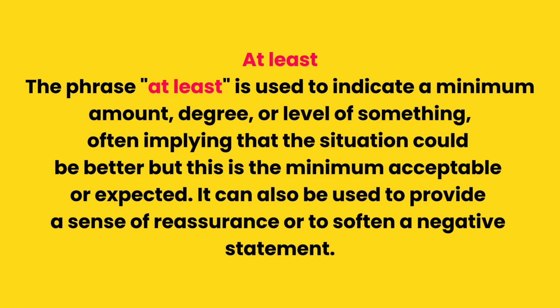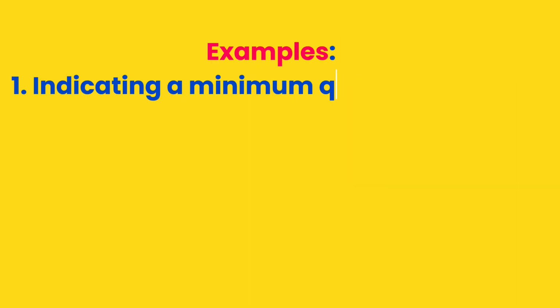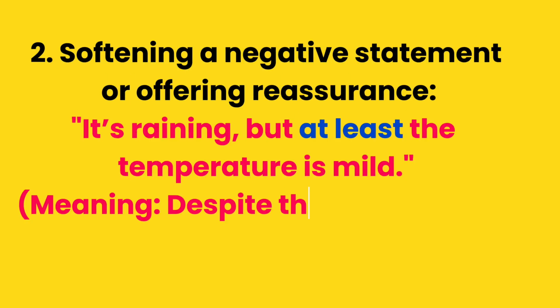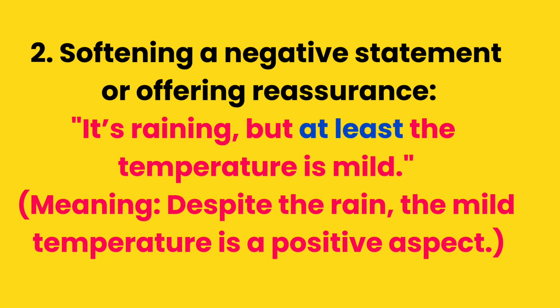It can also be used to provide a sense of reassurance or to soften a negative statement. Examples: 1. Indicating a minimum quantity or level. You should have at least $50 for the trip. Meaning, $50 is the minimum amount you should have. 2. Softening a negative statement or offering reassurance. It's raining, but at least the temperature is mild. Meaning, despite the rain, the mild temperature is a positive aspect.